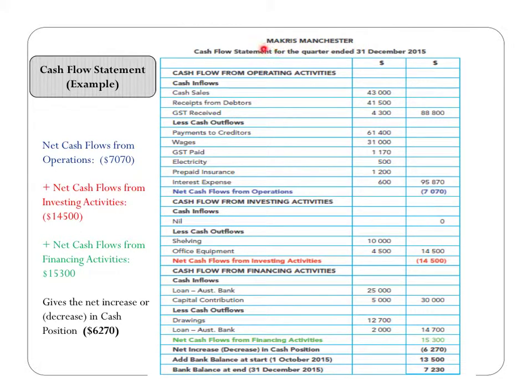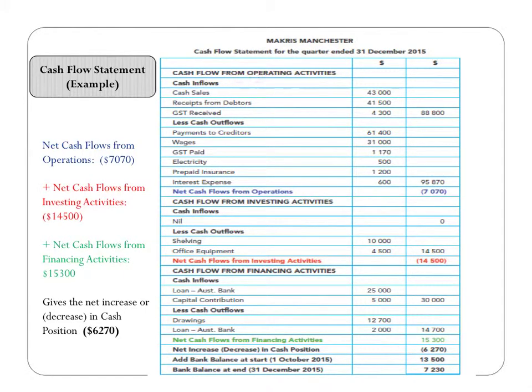Okay, again, you've got the name of the business on the top and the name of the report, cash flow statement, for the quarter ended 31st December 2015, because we are reporting on cash inflow and outflow for a particular period, for a given period of time. Okay, so take note of the headings here.